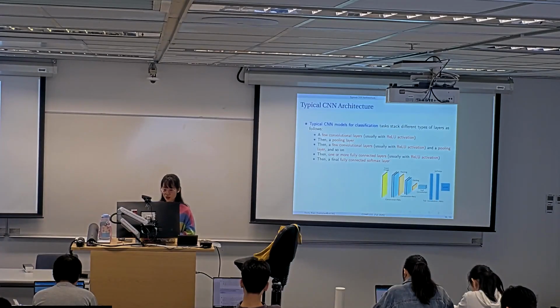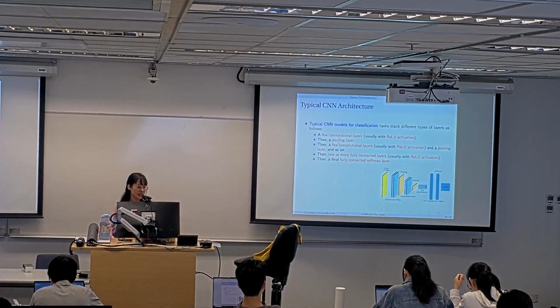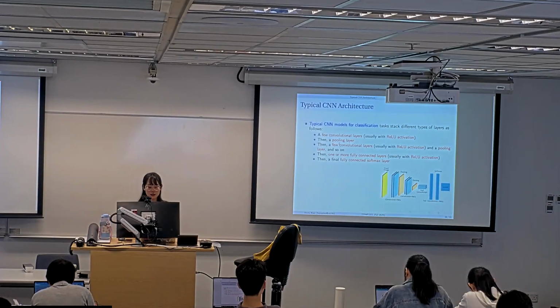A typical CNN model for classification tasks stacks different types of layers. First, it has a few convolutional layers, usually with a ReLU activation. We said that for hidden layers in a CNN, we typically just use ReLU. After a few convolutional layers, we can connect a pooling layer. Then we stack some convolutional layers again, and a pooling layer, and so on.